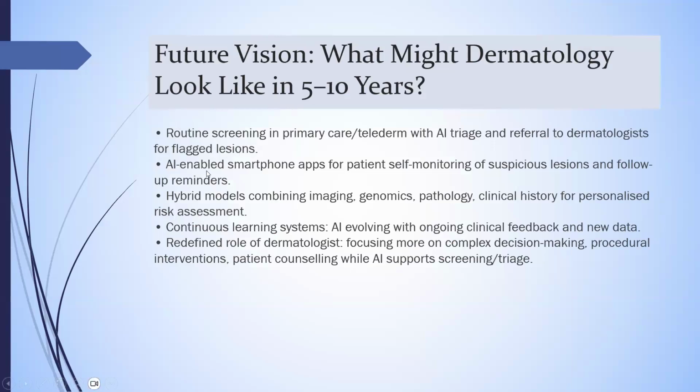You know why? And hybrid models combining imaging, genomics, pathology, risk assessment, and all those. And see, this is a continuous learning system. Though we are giving some input and you're developing something, and as we again go through a lot of new pictures and new photos, new clinical data, new dermoscopic data, it's a continuous learning system. This keeps evolving, getting better day by day. And there is a redefined role of dermatologists, and we can focus more on complex decision making, intervention, surgical intervention, patient counseling, while AI just supports in this triage process.